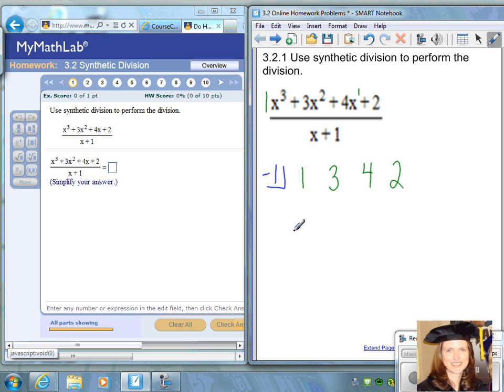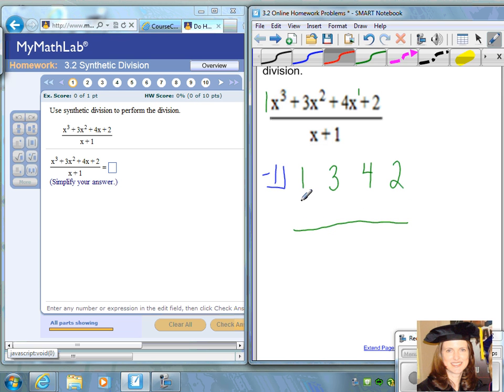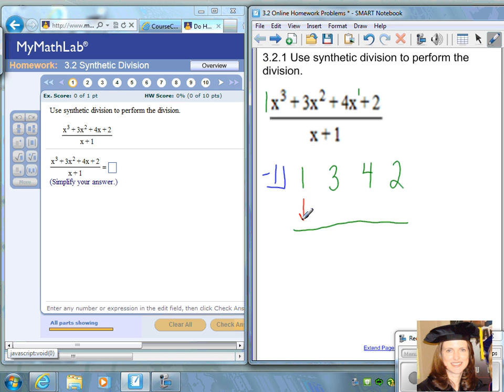We're going to leave a space and I draw a line here. The first thing we do is everything that's below the line we're going to multiply by the negative 1. And everything above the line we're going to add together. So to begin with, we're going to bring the first coefficient down to make that a 1. And then again, anything below the line we're going to multiply by what's in the box. So 1 times negative 1 is negative 1. We're going to put that above the line.